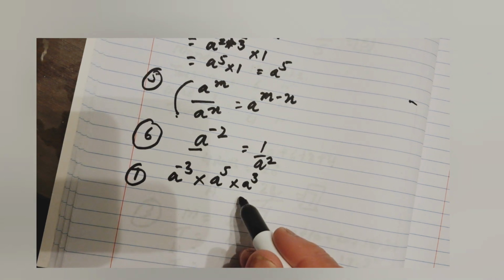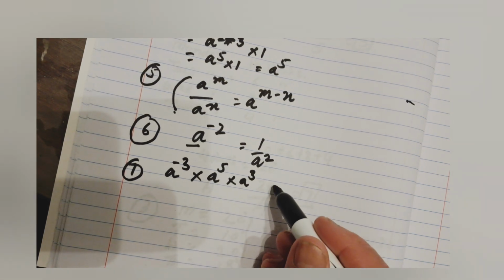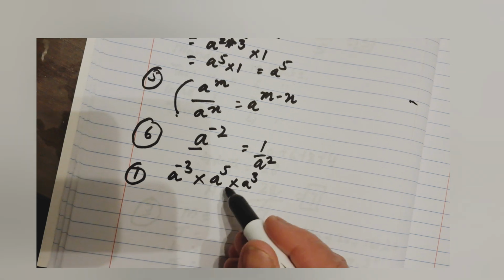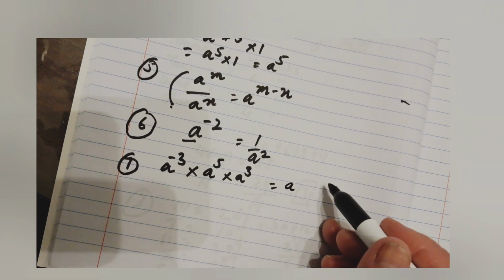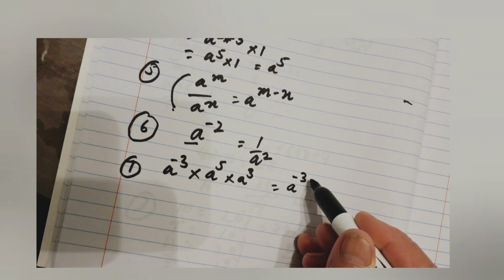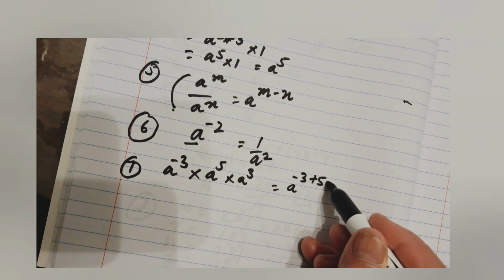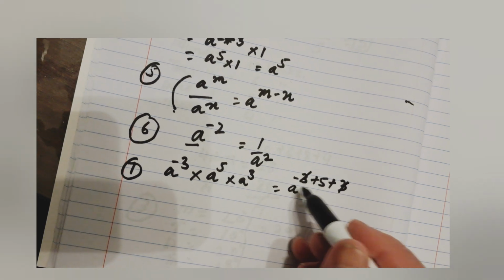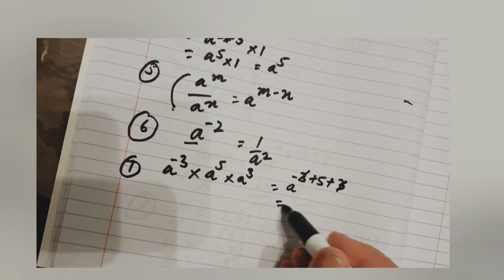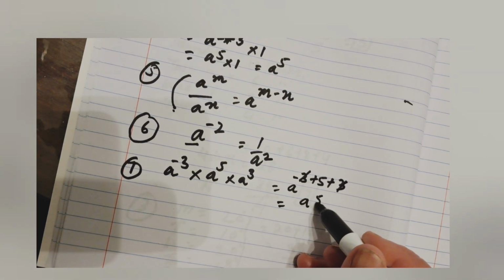The base is the same, a, so a multiplied by a is equal to a to the power of minus 3 plus 5 plus 3. So this one is crossed out, negative and positive, and a to the power of 5 is the answer.